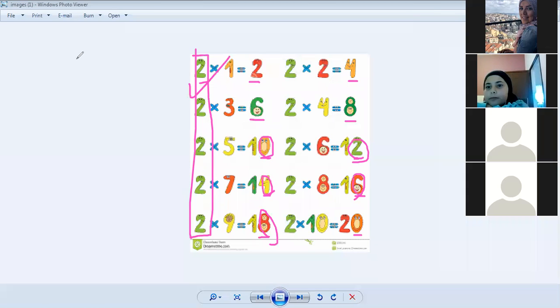I'm going to give you examples. Suppose I have 225. Is this number divisible by 2? No. Why? I look at the last digit. What's the last digit? 5. In the table of 2 there is no 5. Is it 0, 2, 4, 6, or 8? No. Then this number is not divisible by 2.